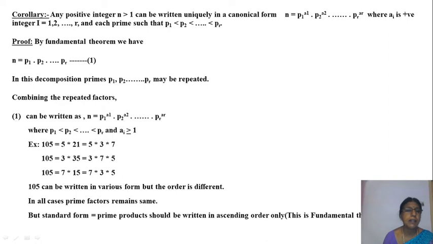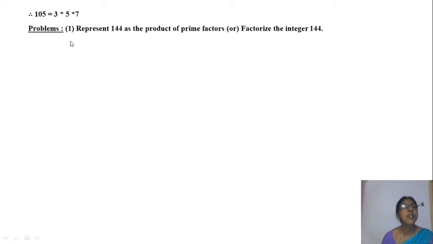This is the fundamental theorem. Now you tell the correct one. Anybody? Yes, it is 105 is equal to 3 into 5 into 7. That is the correct one. So 105 is equal to 3 into 5 into 7. Here this number 105 is expressed as a product of 3 prime factors maintaining the ascending order. So this is the unique way of writing 105 as a prime product. Is it understood?